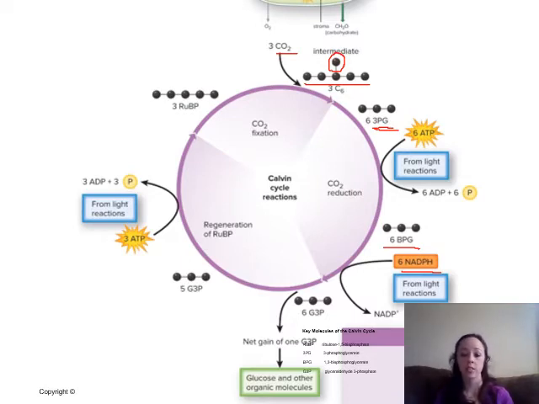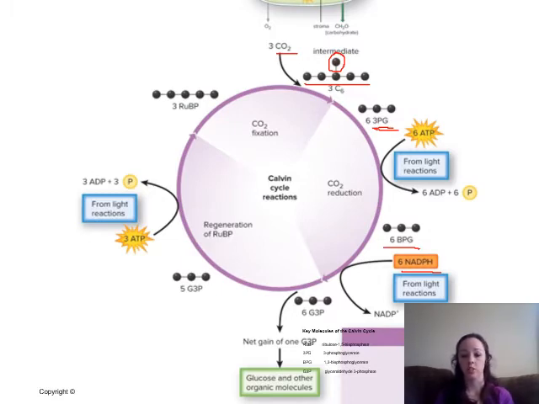However, we still need to regenerate the original RuBP. In order to do that, we need to do a total of 3 Calvin cycle reactions. This is because we still want our desired product, G3P, which eventually becomes glucose.